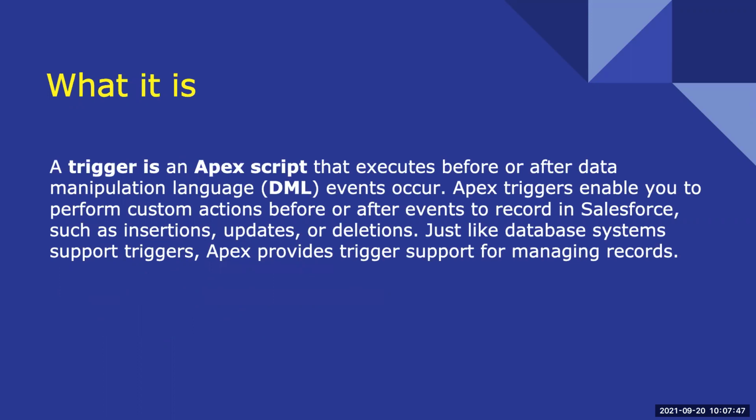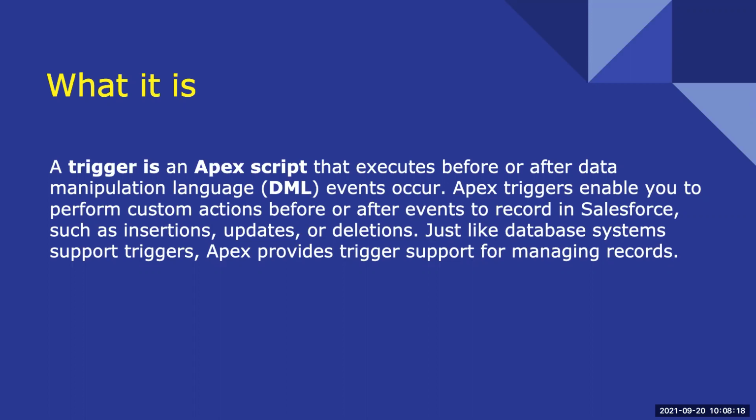So let's understand what a trigger is. Most of the people who have already studied databases know about triggers. It is some real action which happens whenever some insert or update operation happens, and these triggers are executed automatically. As per the slide, a trigger is an Apex script that executes before or after a data manipulation language event. That could be insert, update, or anything.